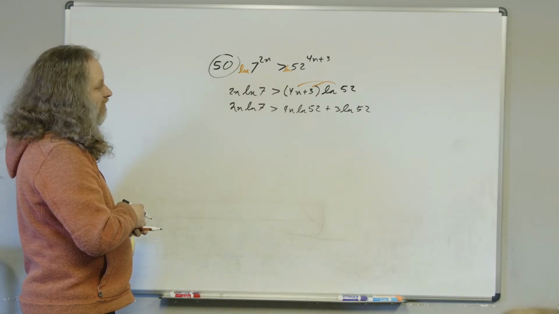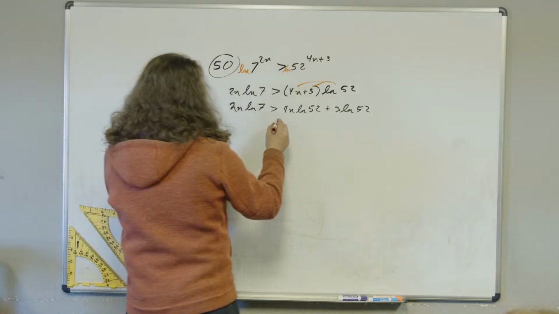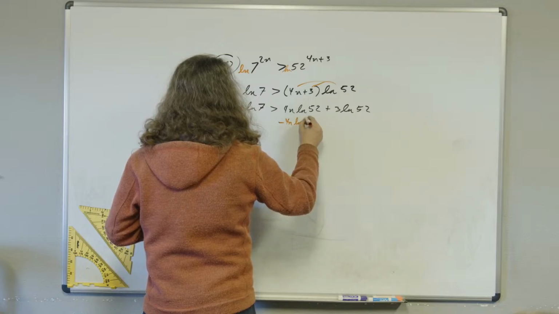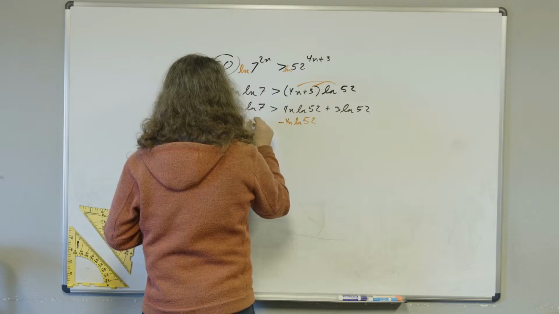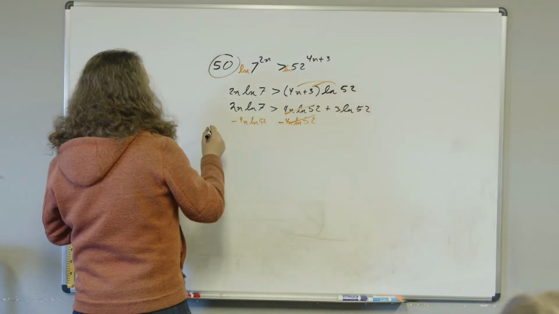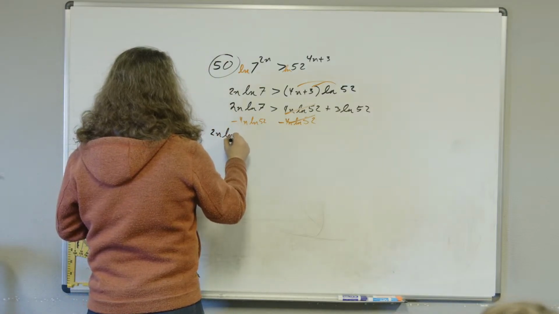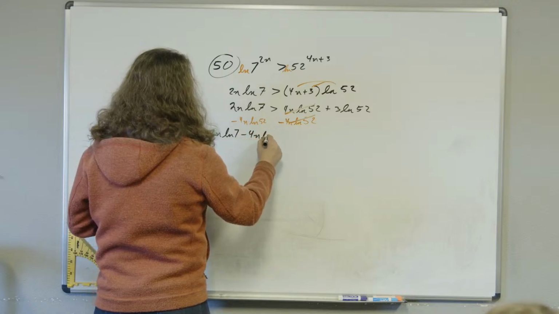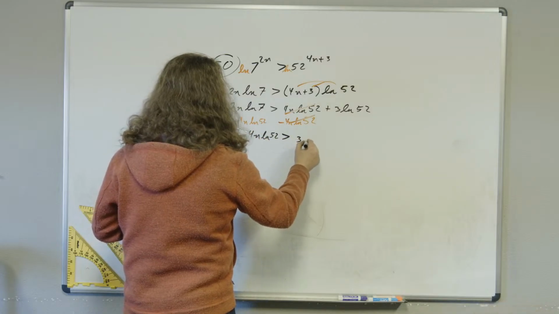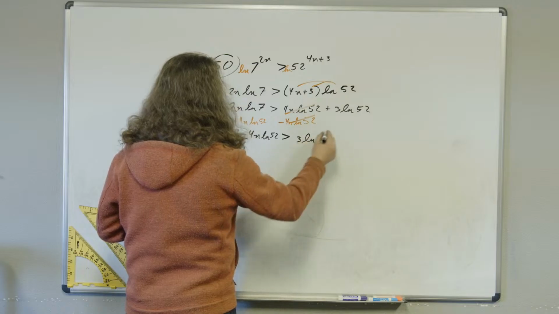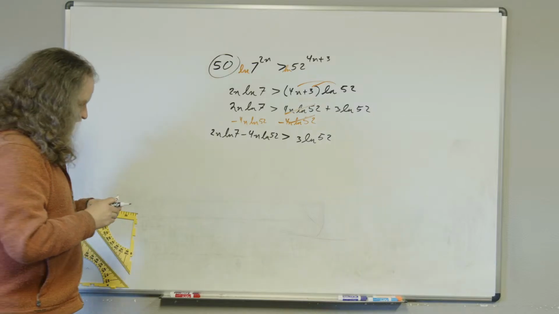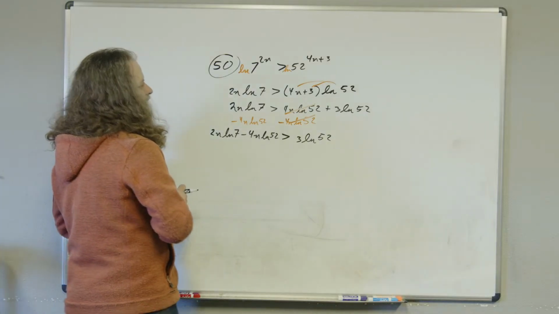Oh, I see. Subtract 4n times the natural log of 52 from one side. I think that's a great idea. So 2n times the natural log of 7 minus 4n times the natural log of 52 is greater than 3 times the natural log of 52. Now what? Factor out the n. I'm even going to factor out a 2n because why not? That works. Yeah.